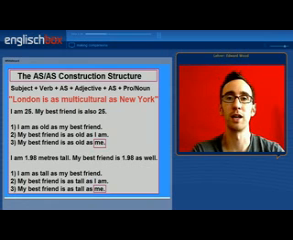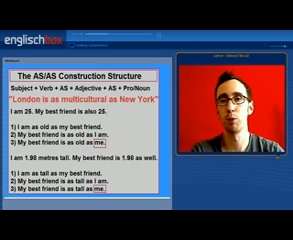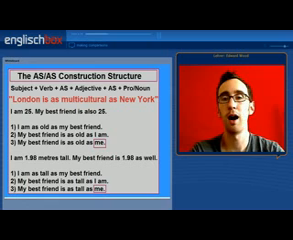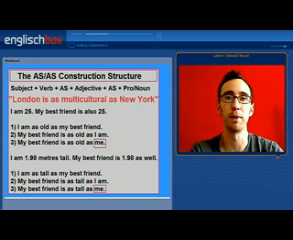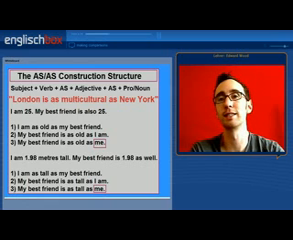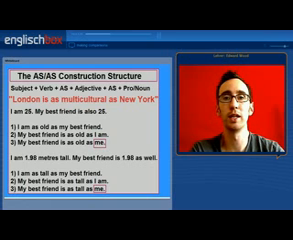Let's look at some more examples. I am 25 and my best friend is also 25. I am as old as my best friend. My best friend is as old as I am. And my best friend is as old as me. Notice when we only use the pronoun after the second as, we use the object pronoun.